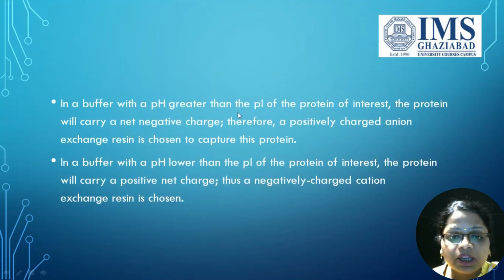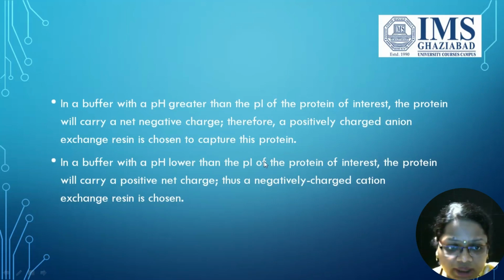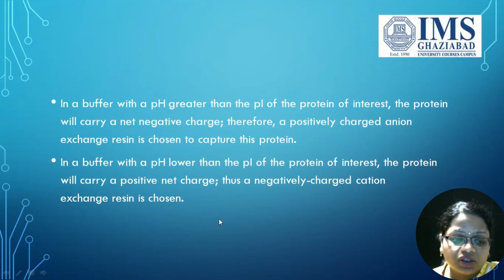In a buffer with pH greater than the pI, the protein will carry a negative charge. Therefore, a positively charged anion exchange resin is chosen to capture this protein. Similarly, in a buffer with pH lower than the pI, the protein will carry a positive charge. Thus, a negatively charged cation exchanger is used.